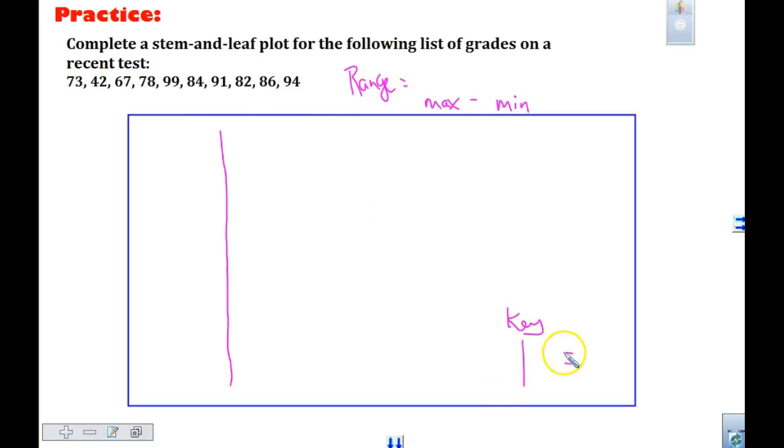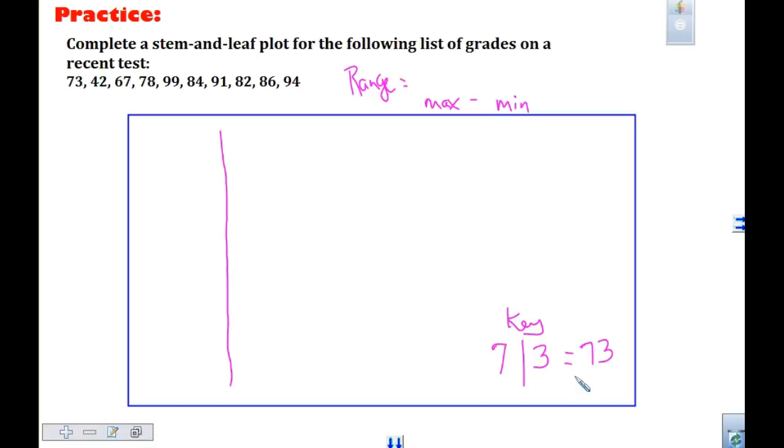Could you give me an example of, if I wanted to show that this equaled 73, how you would write that? The stem would be the what? Yeah, 7. The stem would be the 7, and the leaf would be the 3 to show 73. So you want to put your key so that everyone knows this is how you're getting it, right?